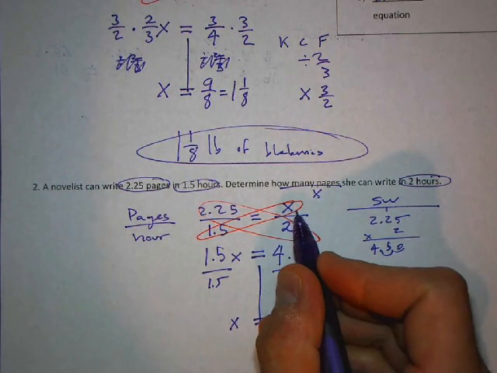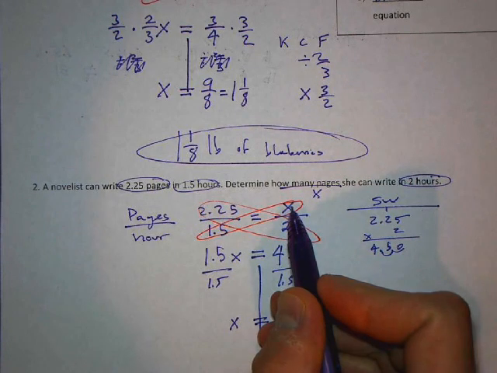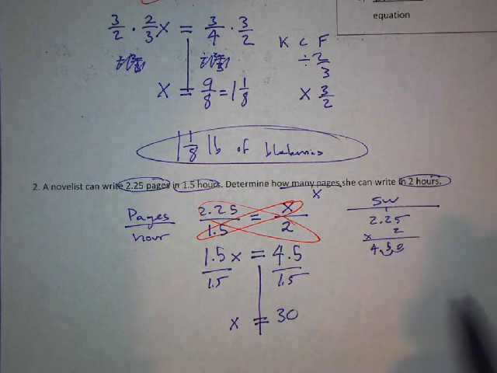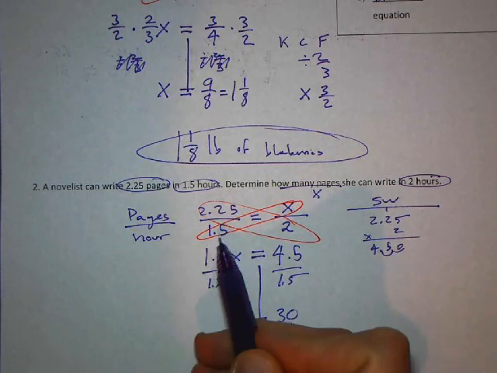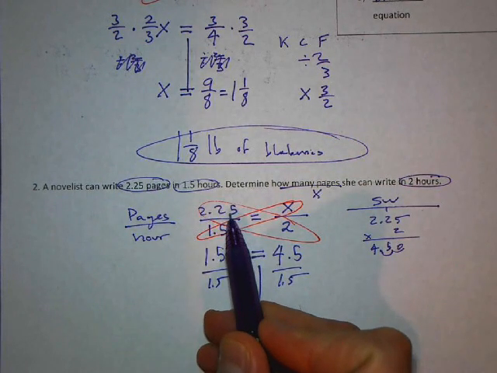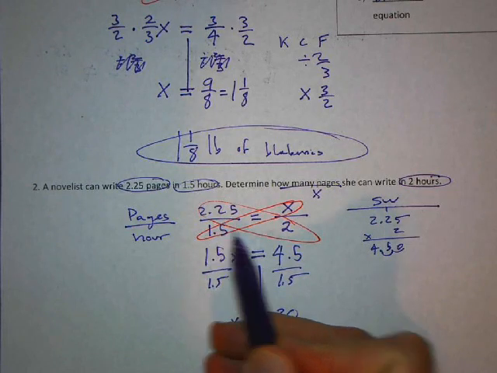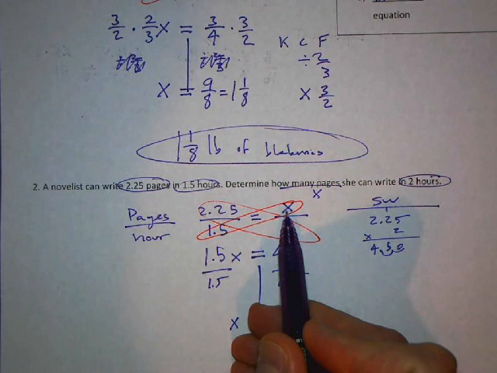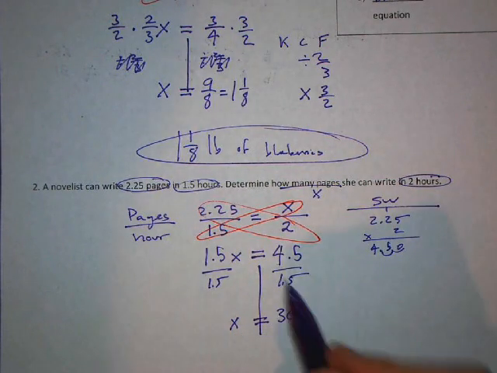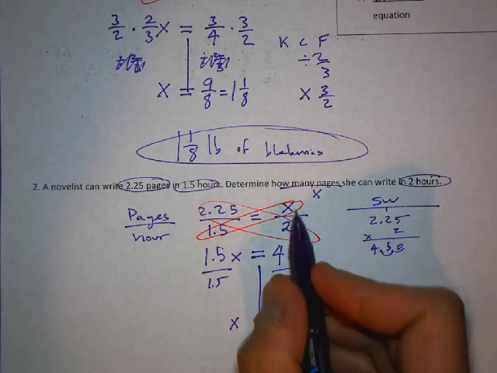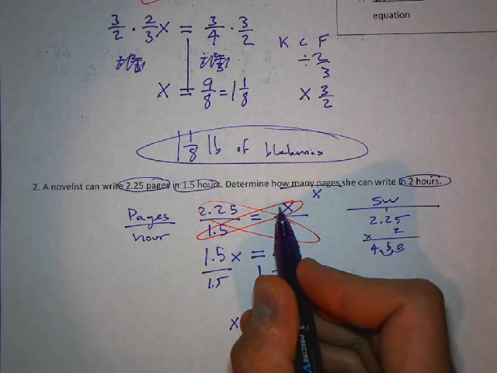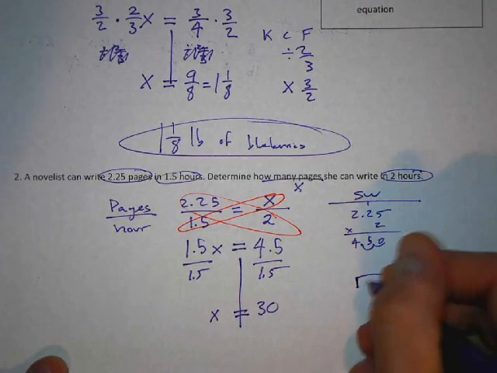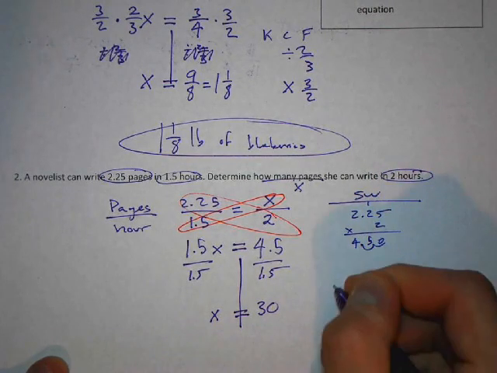When you get a number for your solution, you should always look back and say, is that answer reasonable? Would 30 pages written in 2 hours be reasonable here? Absolutely not. If the novelist can only write 2.25 pages in an hour and a half, just a little more time, another half hour, is not going to write almost 28 pages for her. It just doesn't make sense. Similarly, if you got 0.3, that would not make sense, because that's fewer pages than she wrote in the first place.